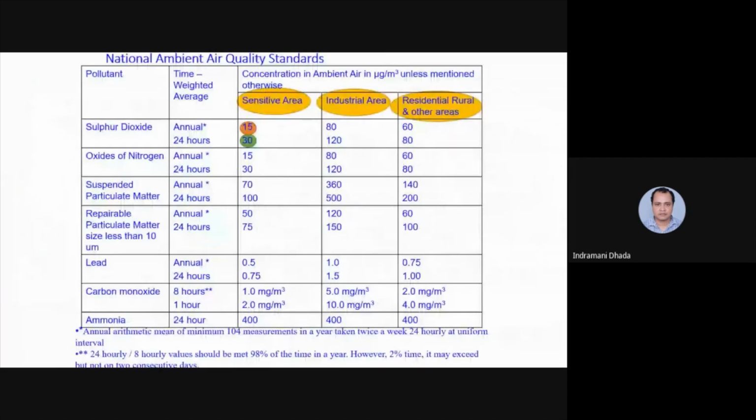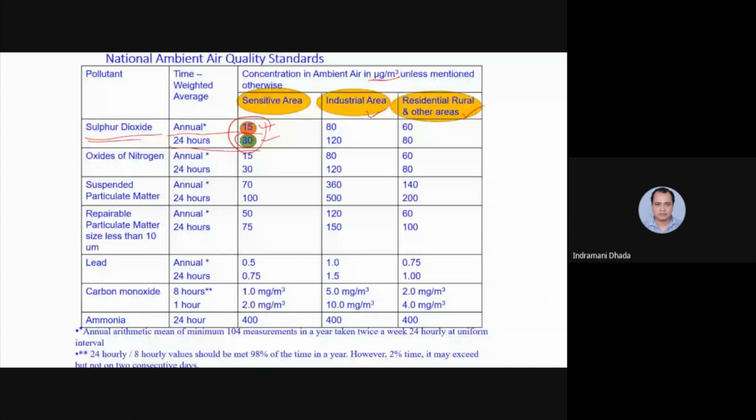So here if you look into the standards, there is a certain standard for sensitive area, a certain standard for industrial area, and also certain standards for residential area. You can see here the sulfur dioxide. It is in microgram per meter cube, 15 microgram per meter cube if you are taking the annual average. If you are taking the 24 hour average, the concentration should be more. For a certain time we are considering more concentration, so it is 30 microgram per meter cube.